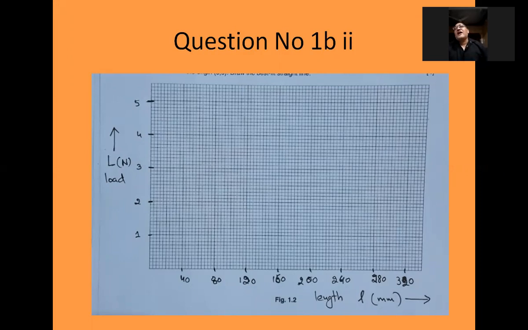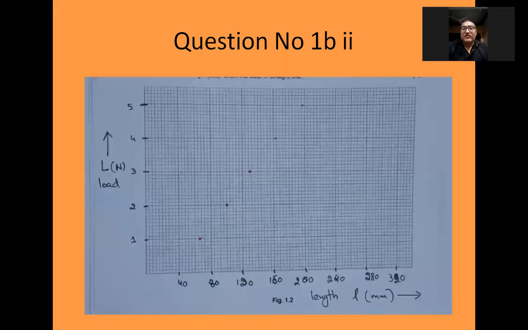And the scale I have chosen, because the length is going up to 298, is that 2 centimeters represents 40 millimeters. So 40, 80, 120, 160, 200, 240, 280, 320. So this is very important. You choose your scale, and then you label both the axes. On the y-axis, we have put load, and on the x-axis, we have put the length of the spring.